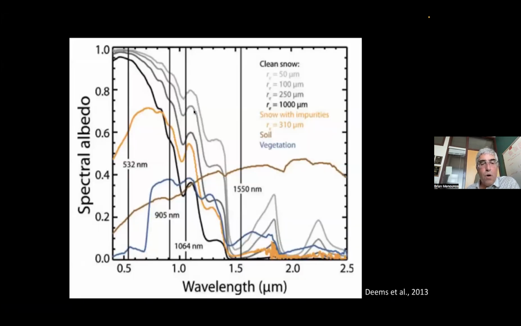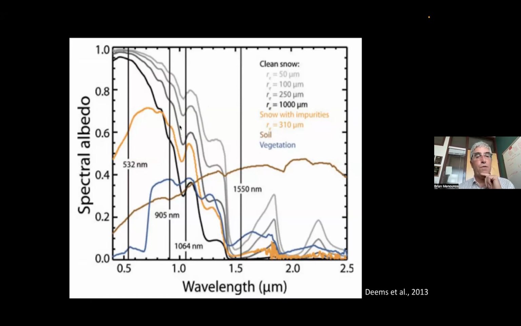If you look at the wavelength and the reflectance, here it's written as spectral albedo, just take that as essentially reflectance for our discussion right now. You can see that if we start to add impurities, or if we start to change the grain size of the snow, we can have a dramatic effect on how reflective those surfaces are.